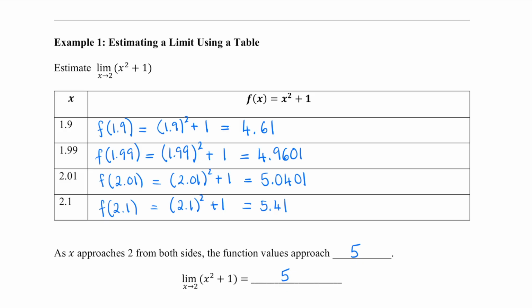So that's why learning how to estimate using a table is important. Using a table helps us see what happens from the left, see what happens from the right, and confirm that both sides go to the same number. If both sides approach the same value, the limit exists. If they approach different numbers, the limit does not exist.